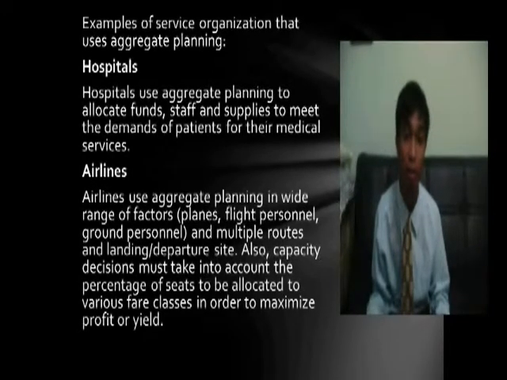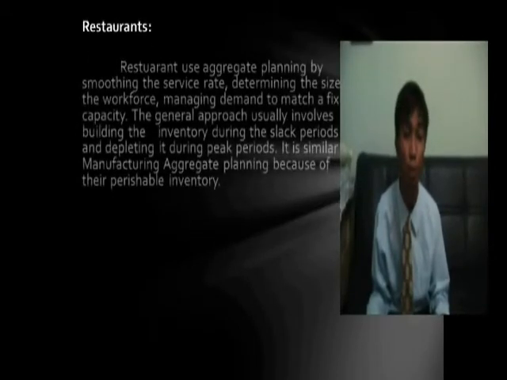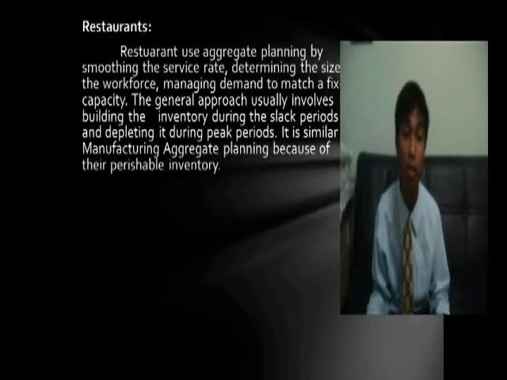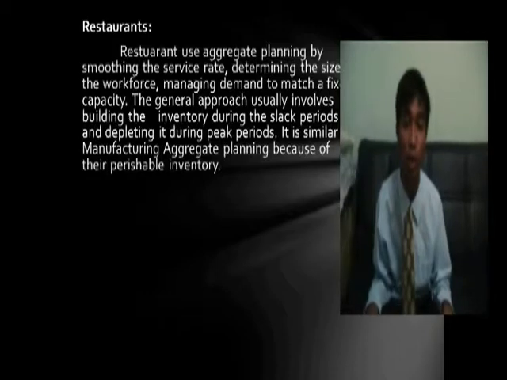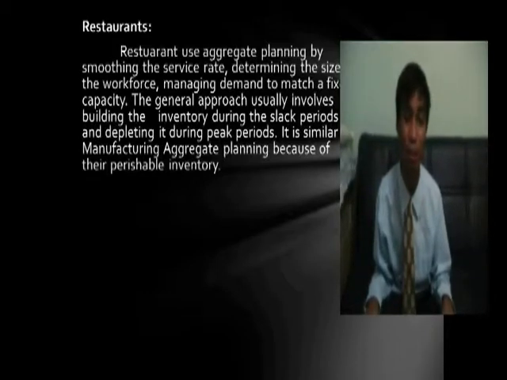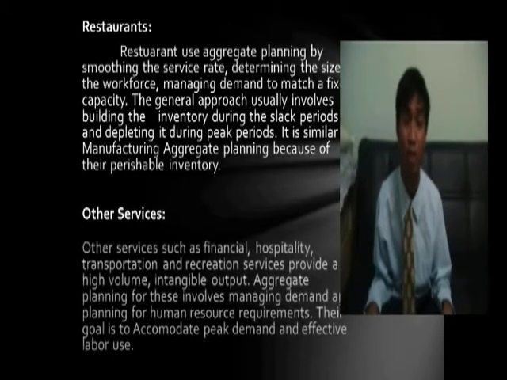Third, the restaurants. Restaurants use aggregate planning by smoothing the service rate, determining the size of the workforce, and managing demand to match a fixed capacity. The general approach usually involves building the inventory during the slack periods and depleting it during peak periods. It is similar to manufacturing aggregate planning because of their perishable inventory.